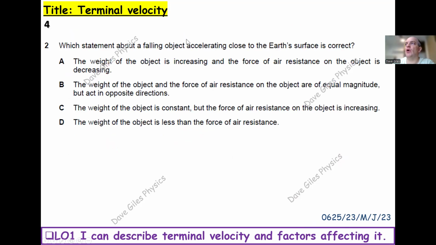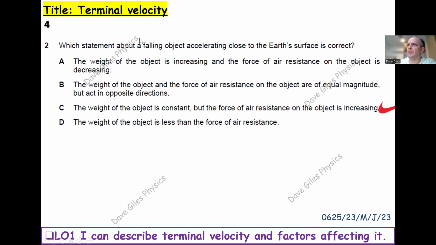Which statement about a falling object accelerating close to Earth's surface is correct? So we've got a series of statements here. Let's go through them from the top. The weight of the object is increasing and the force of air resistance of the object is decreasing. Well, weight is usually constant, so it can't be that. And air resistance would normally increase as well, so 2 reasons, not that. The weight of the object and the force of the air resistance of the object are equal in magnitude, but act in opposite directions. They do act in opposite directions, but not equal in magnitude. The weight of the object is constant, but the force of air resistance on the object is increasing. Yes, that is true. We'll just double check D. The weight of the object is less than the force of air resistance. That's not true. So it's C.